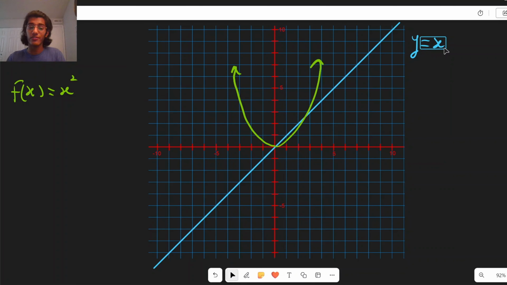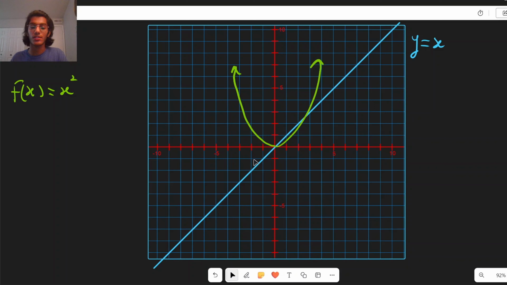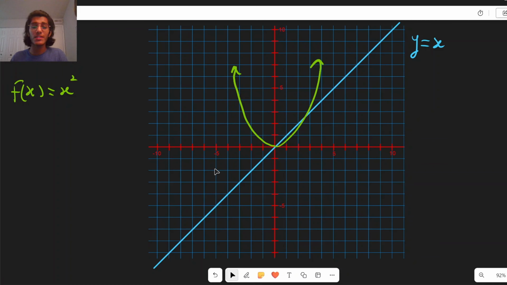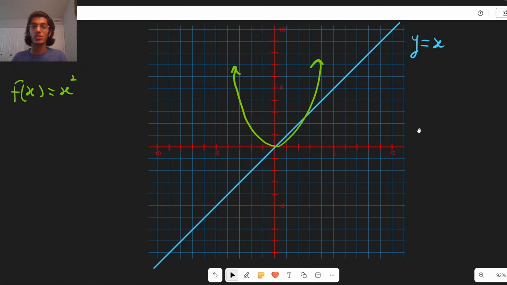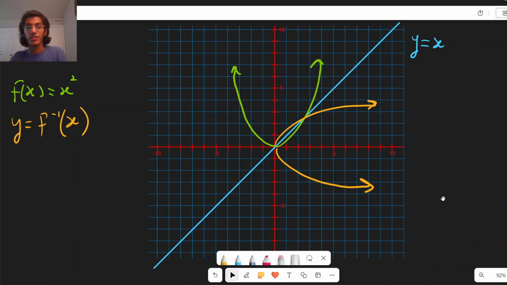Now, on a graph, all inverse functions will be reflected across this y equals x graph. So that means that if we want to find the inverse of f of x equals x squared, then that would be reflected across this y equals x. And I'll show you what it looks like. This here is what the inverse of f of x equals x squared looks like.